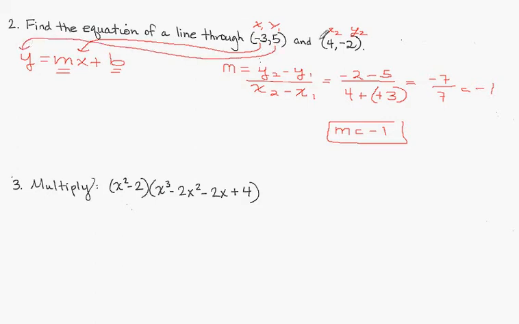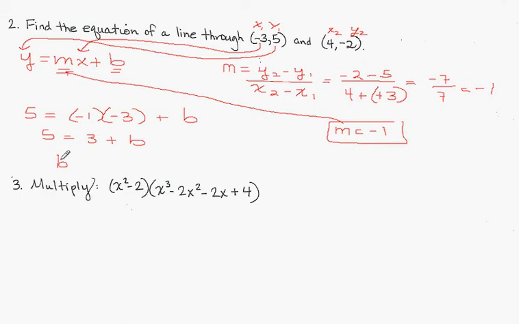You could have used either one of these points. And then we take our slope, and we put it in there. And the only thing we don't know is b. So let's try this out. So y is 5. The slope is negative 1. Our x is negative 3. And, as I said, we don't know our b. So we get 5 equals 3 plus b. If I subtract 3 from both sides, I get b equals 2.